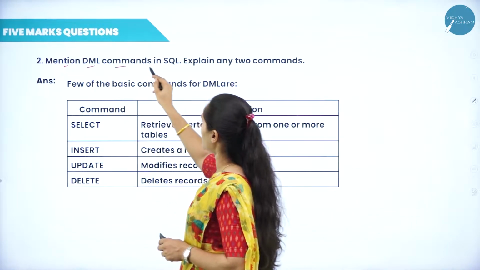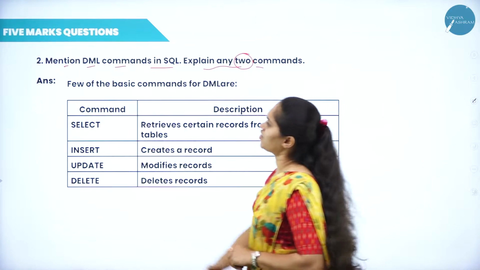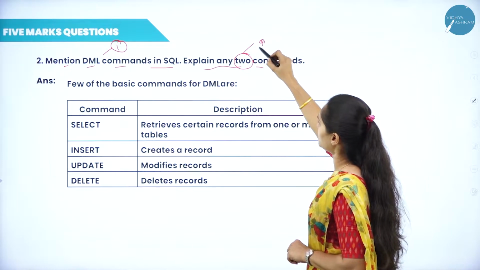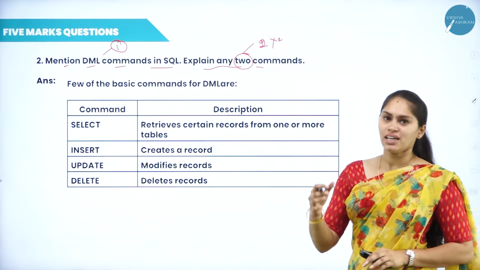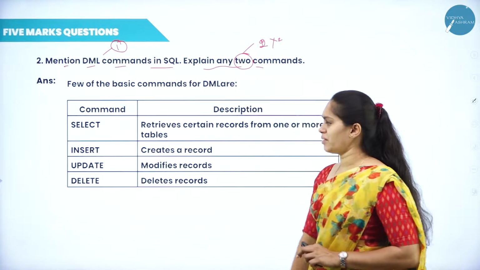Mention DML commands in SQL. Explain any 2 commands. Understand, dear student, if you are mentioning, it will be for 1 mark. If you are explaining any 2 commands, then that will be 2 cross 2. That means each command will carry 2 marks. So how to remember this?